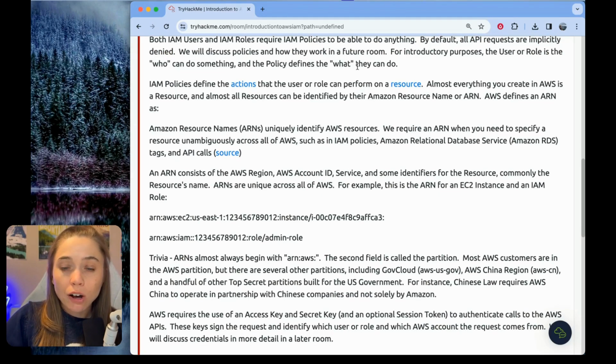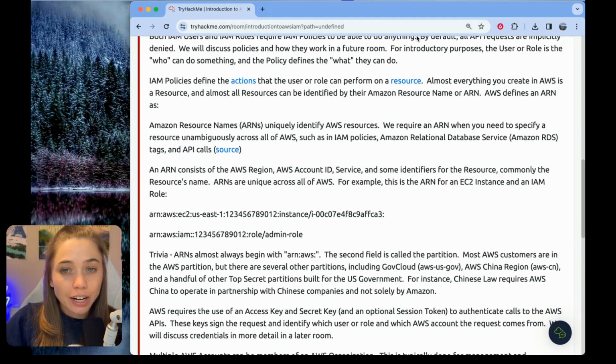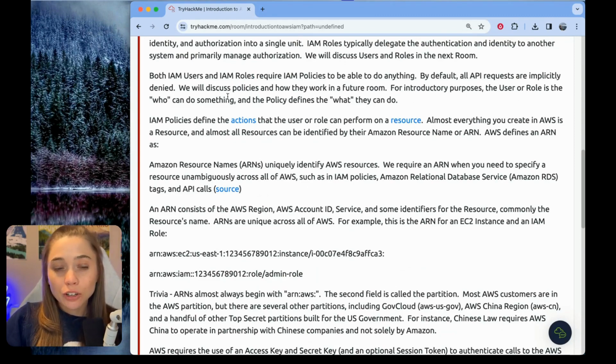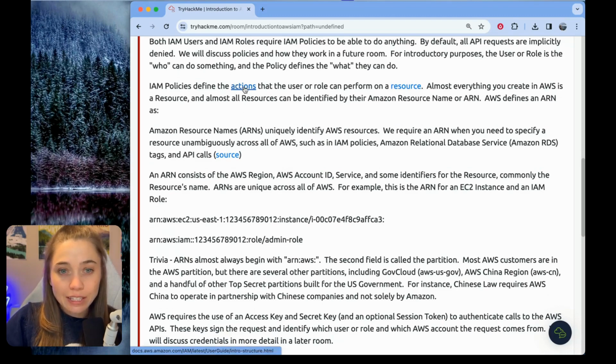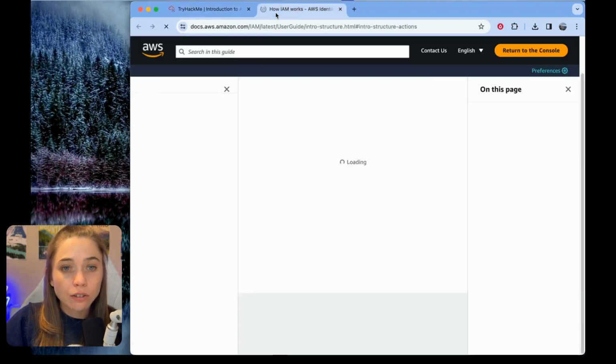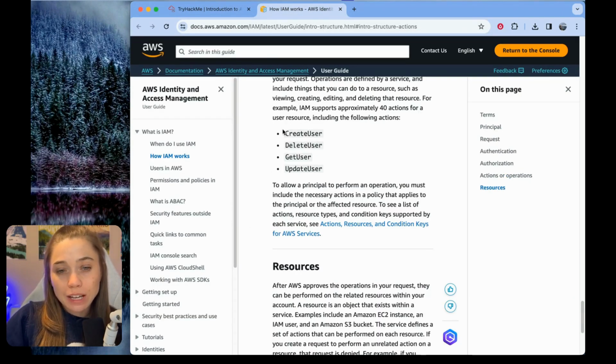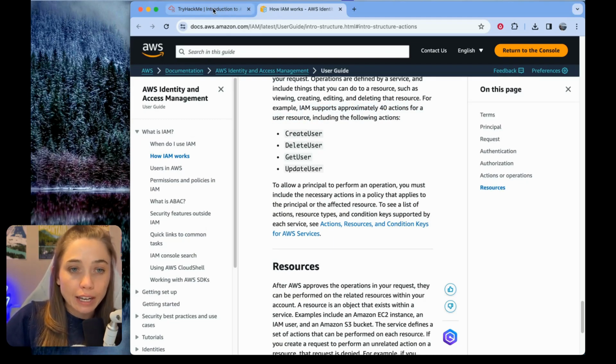We're going to discuss more about policies and how they work in the future, lots of foreshadowing here. For introductory purposes, the user or role is the who can do something, and the policy defines what they can do. IAM policies define the actions that the user or role can perform on a resource. Let's see where this link takes us. So these would be examples of an action within IAM, so it looks like we're looking at IAM itself. IAM supports approximately 40 actions for a user resource. So the user is the resource. This is 4 examples of the 40 actions we can take on a user resource. So we could create a user, delete a user, get a user, etc.